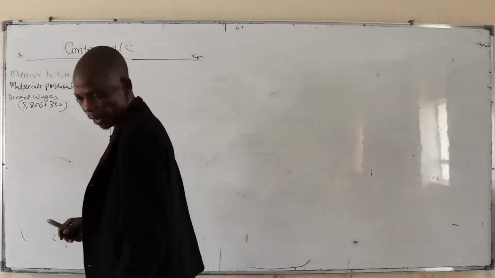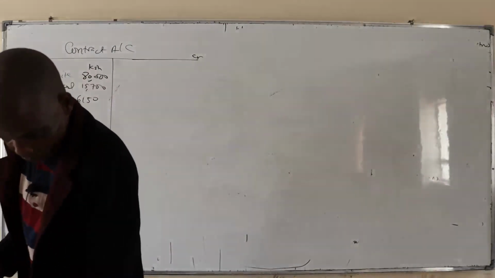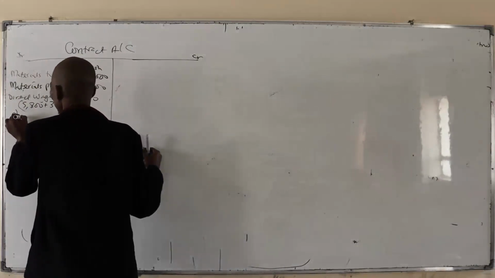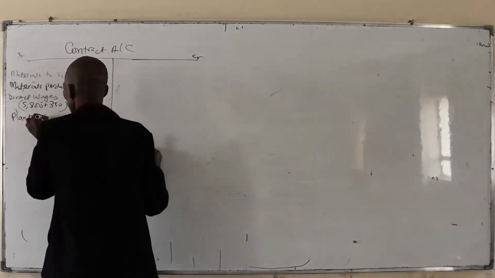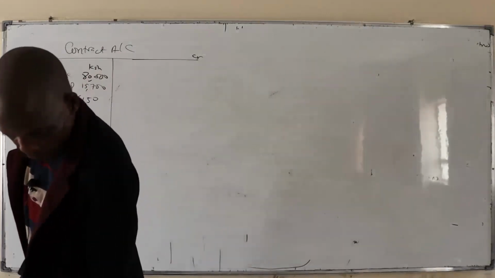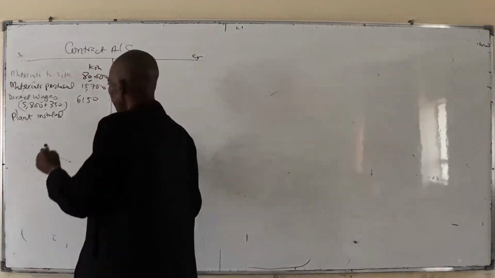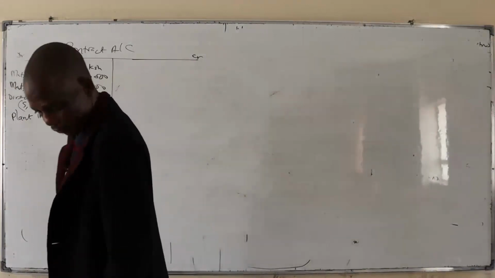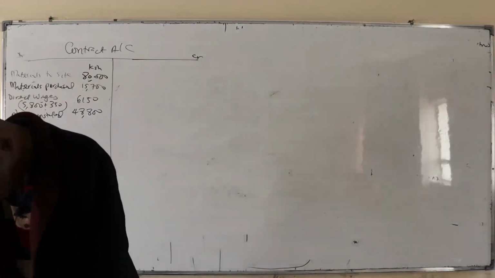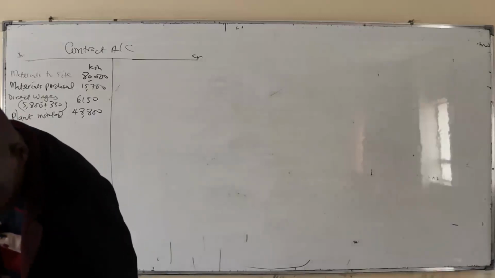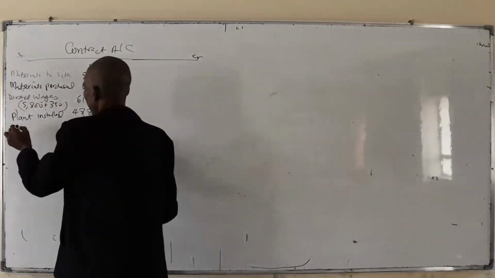Also, we have the plant installed, the plant that we installed purposely for this contract. The cost is 48,800. Next, direct expenses are also there. We also have the direct expenses.